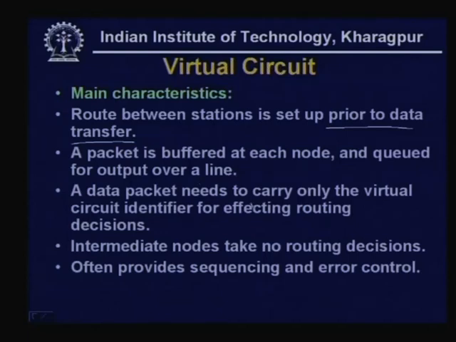So, a data packet needs to carry only the virtual circuit identifier for effective routing decisions. As I mentioned, the virtual circuit identifier is used for the purpose of routing. The nodes do not perform any routing operation, except that they use the virtual circuit identifier for forwarding the packets. So, intermediate nodes take no routing decisions, but often provide sequencing and error control. In that case, CRC is provided and a suitable ARQ technique can be used, as we have discussed earlier.